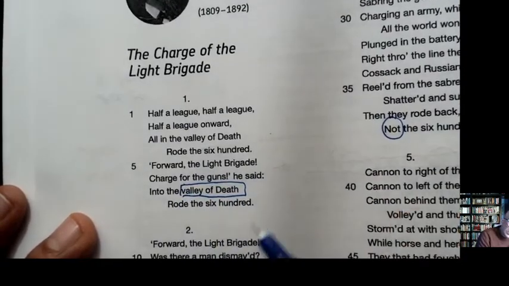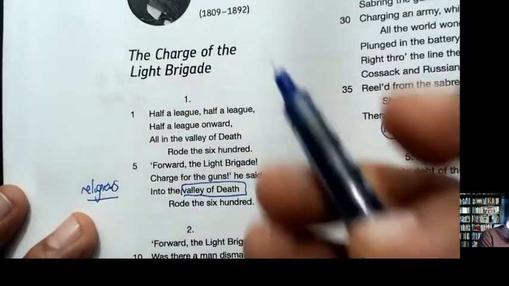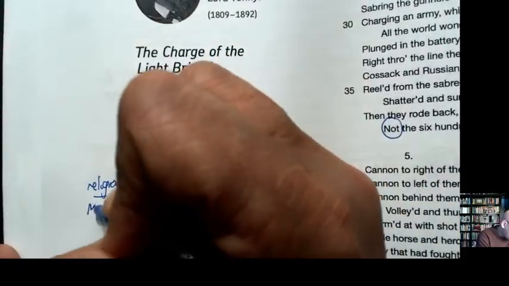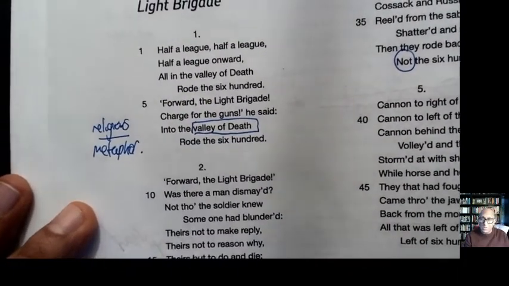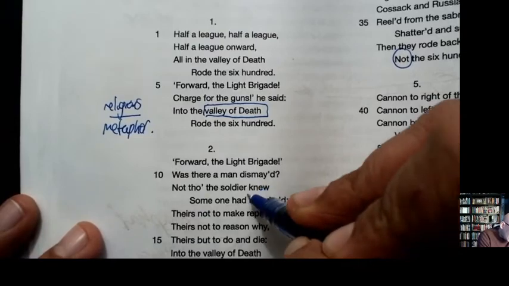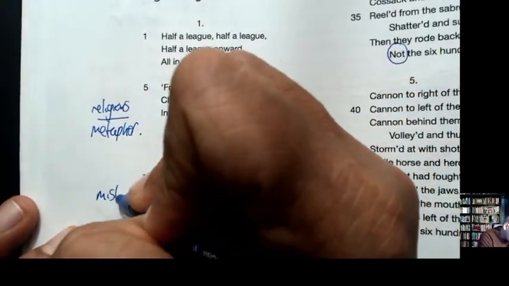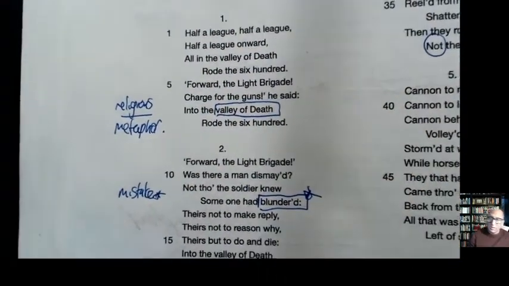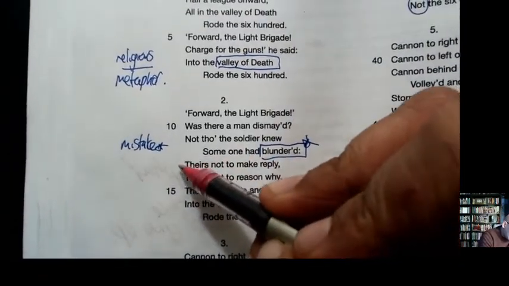This is a religious reference. The Valley of Death, this metaphor, where they're going is a place of death. Was there a man dismayed? Look, none of them knew, but there had been a blunder, a mistake. Blunder is a really powerful word there, but it's a bit light because so many men had died.